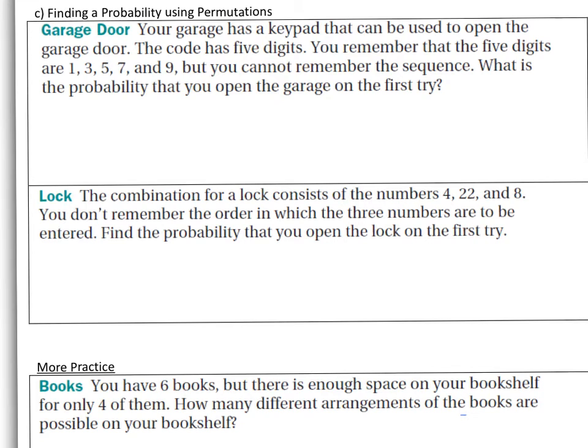Finding a probability using permutations. Garage door. Your garage has a keyboard that can be used to open the garage door. The code has 5 digits. Every time you see codes, most likely you have to use permutations because order matters. You remember that the 5 digits are 1 through 5, but you cannot remember the sequence, meaning the correct order. What is the probability that you can open the garage on the first try? So let's first calculate the number of permutations. You know the 5 numbers, so it's 5P5 because you're choosing all 5 numbers out of 5. 5P5 just means 5 factorial, 5 minus 5, 0 factorial, because you could have just written 5 factorial, which equals 120.